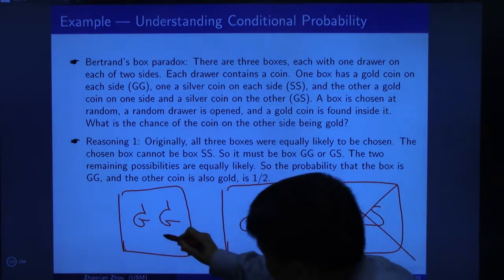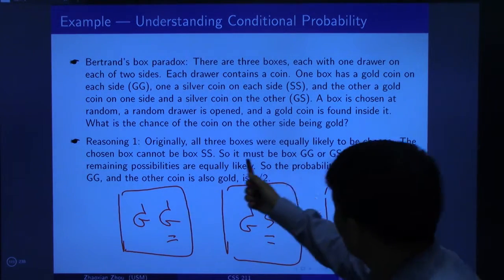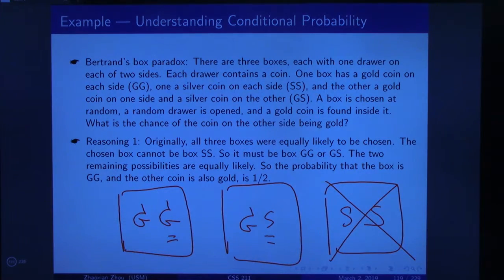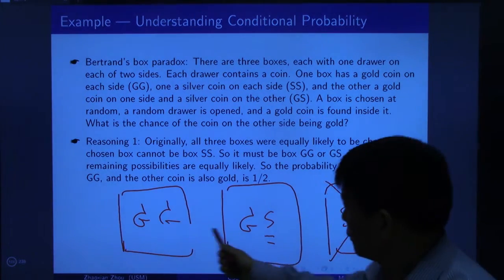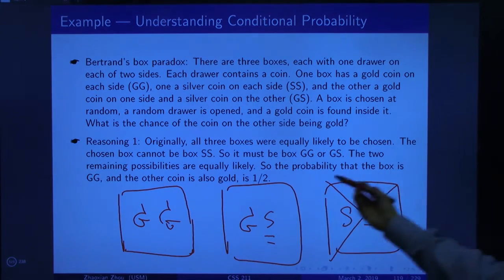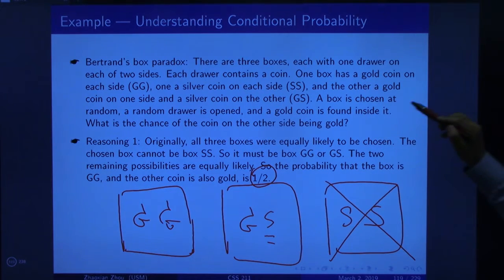This one here is gold, this one is gold. So the first gold can be this or this. So the opposite side can be gold or can be silver. Each has 50%. So the probability for the other side to be gold is also 50%. That is one way to solve this problem.